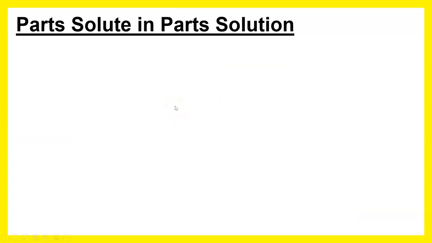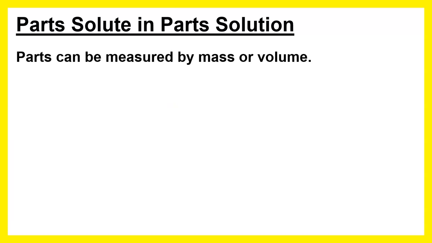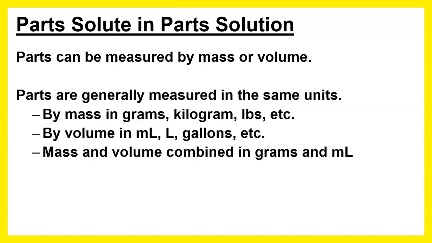There are lots of ways to get concentrations based on what are called parts. So it's how much of your solute and how much of your solution. We say the part solute, part solution. You can use masses or volumes. Usually you would do things with the same unit. So you would say how many grams of solute in how many grams of solution, or how many kilograms of solute and how many kilograms of solution. Or maybe it's by volume. So how many liters of solute in liters of solution.